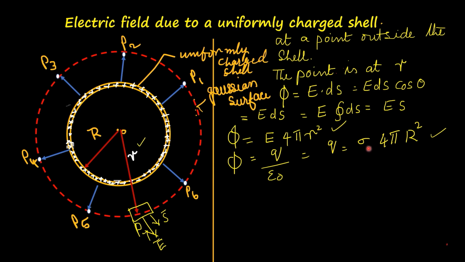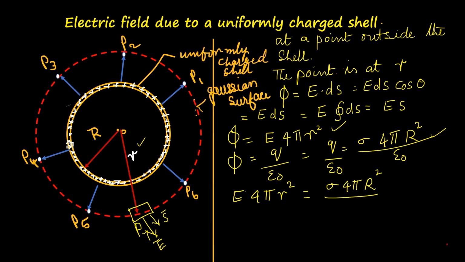Q is equal to sigma 4 pi r square. So this equation will become sigma 4 pi capital R square by epsilon naught. Now we have two formulae, the left hand side of which is same, so we can equate the right hand side. So E 4 pi small r square is equal to sigma 4 pi capital R square by epsilon naught.